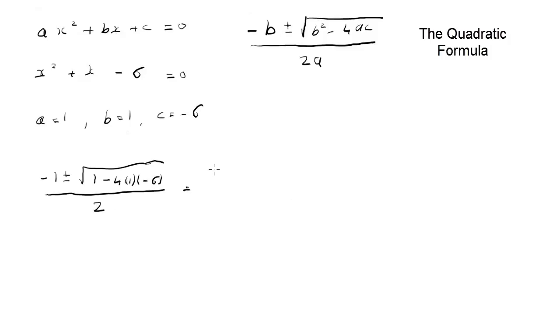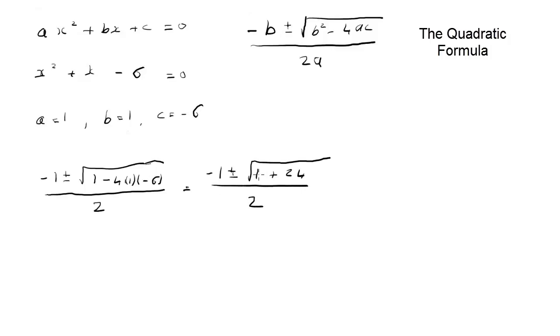Now this is equal to minus 1 plus or minus the square root of 1, and then what's this minus 4 times 1 times minus 6? Well, the two negatives will cancel to make a positive, and then multiplying by 1 won't change anything. So we've got minus 4 times minus 6, that will make 24, times 1, that will still be 24. So we get 1 plus 24 over 2.